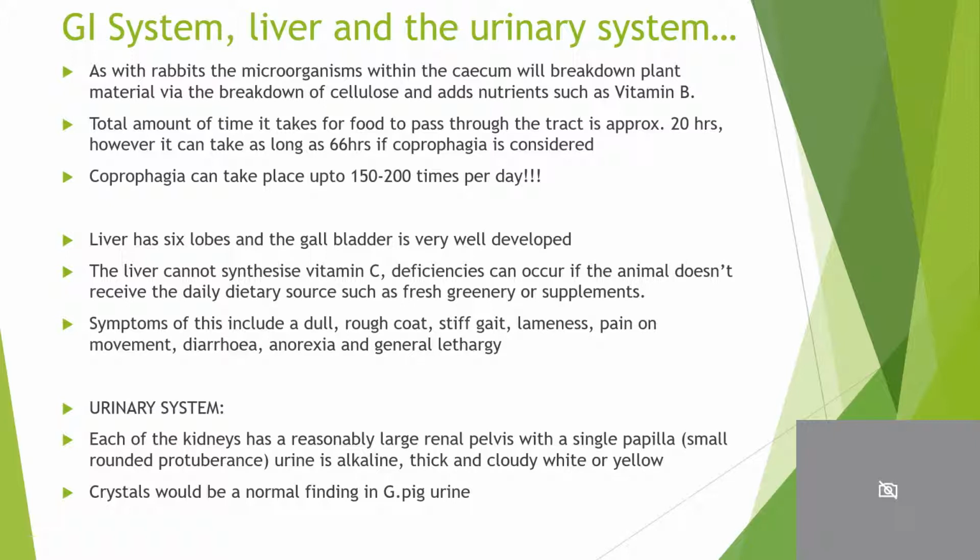The urinary system. Each of the kidneys has a reasonably large renal pelvis with a single papillae, which is a small rounded protuberance. Urine is alkaline, thick and cloudy, and it's white or yellow. And crystals would be quite a normal finding in guinea pig urine.